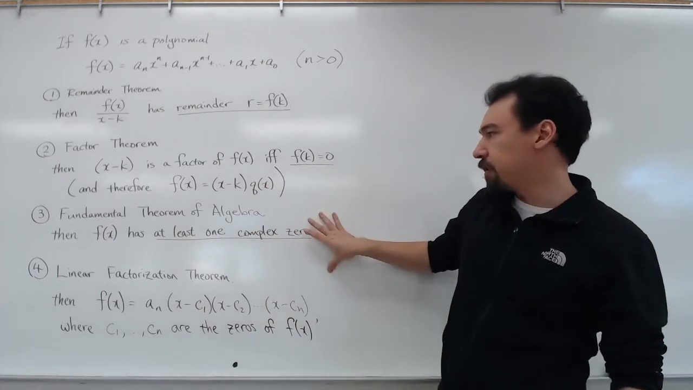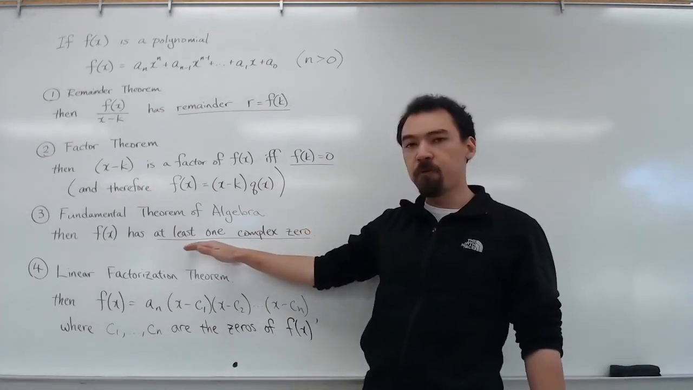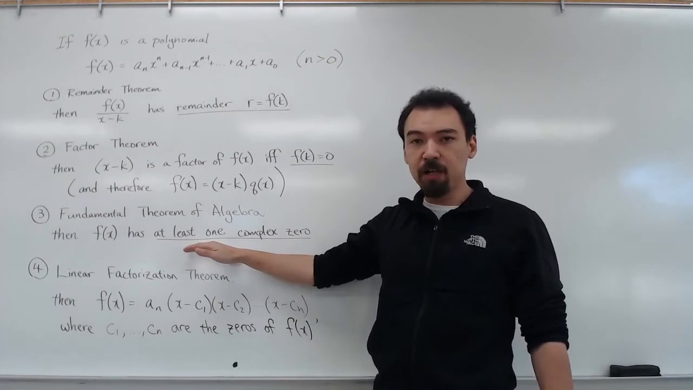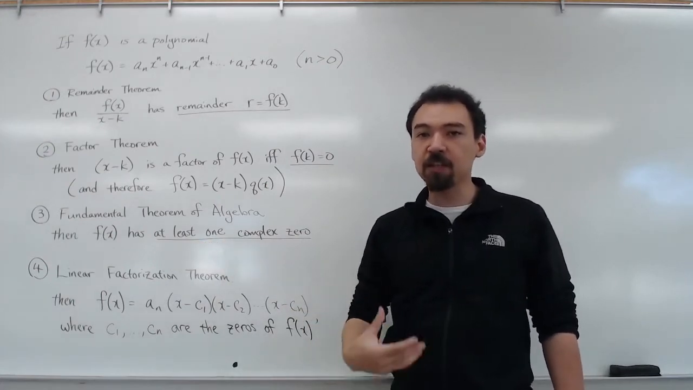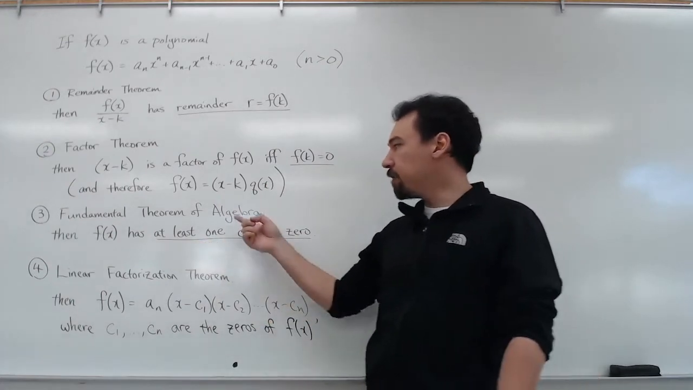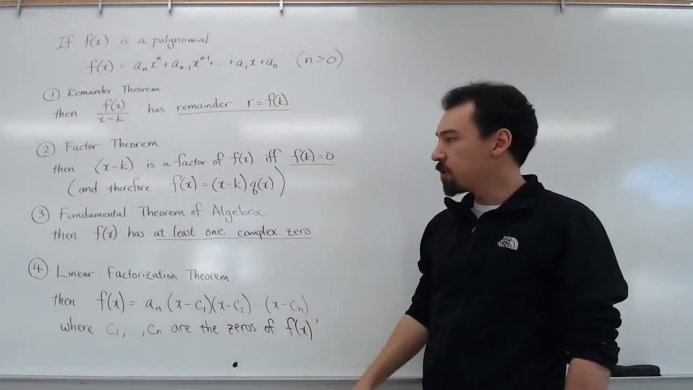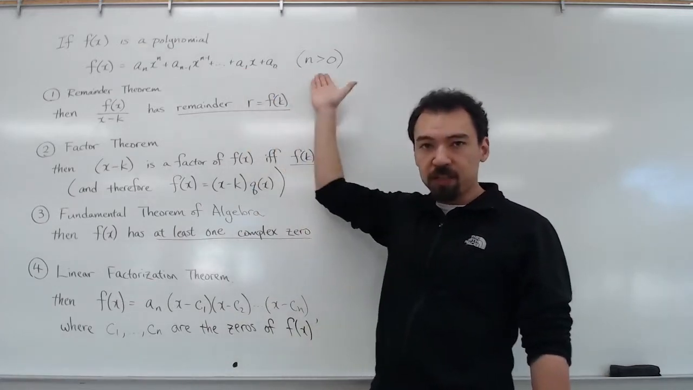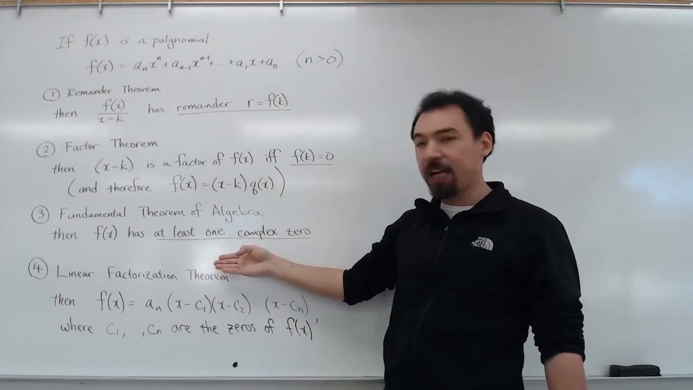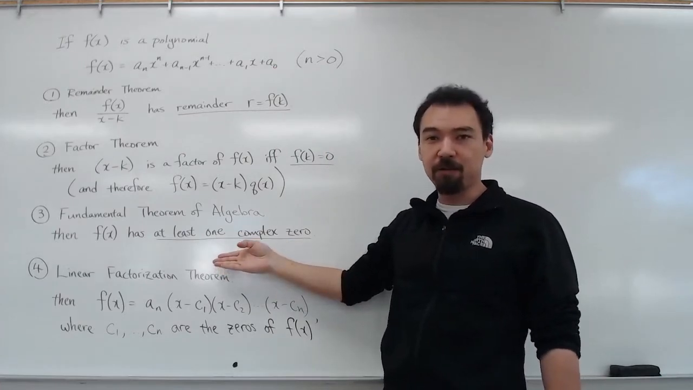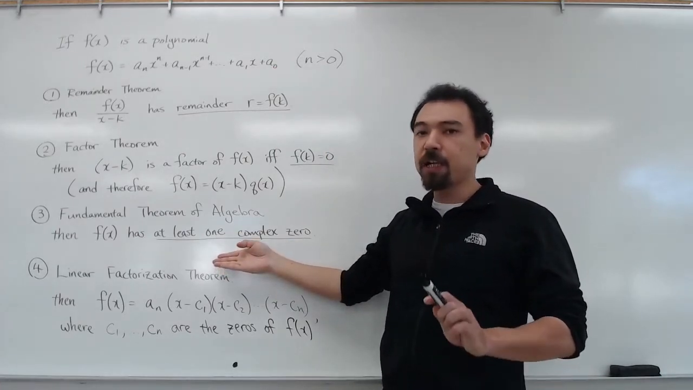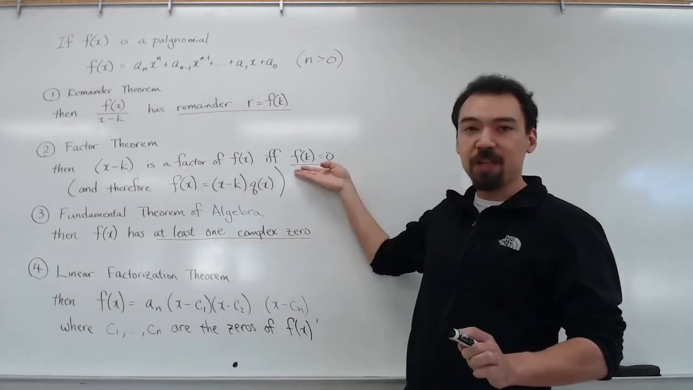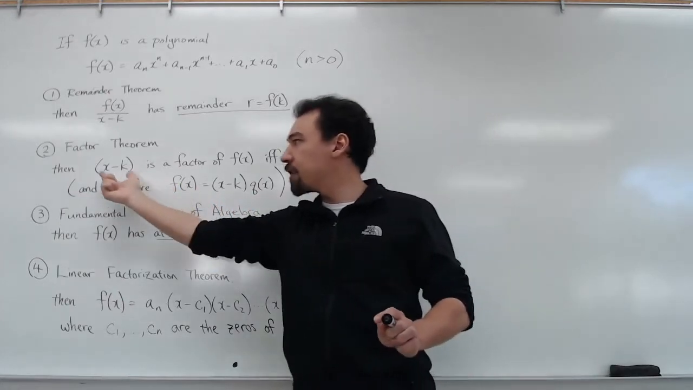Now we have two new things. This is what we call an existence theorem. So it doesn't tell you how to find something, it just tells you that something exists. It is the fundamental theorem of algebra. So it says if you have a polynomial with degree at least 1, then you are guaranteed at least one complex 0. It doesn't tell you how to find it, but it tells you that it is possible to establish this and therefore find a factor.